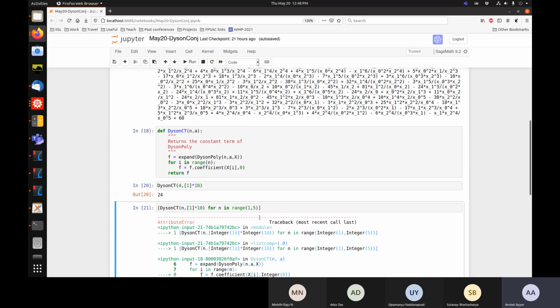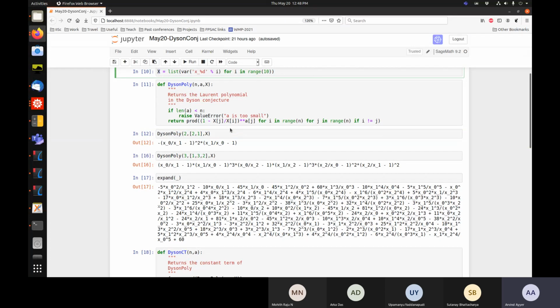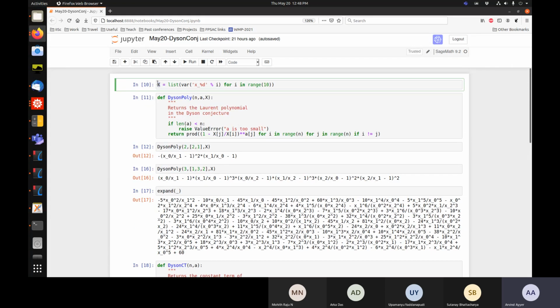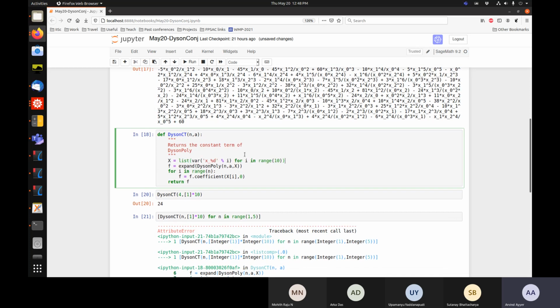What is a bit unsatisfactory is that the variable x is outside, but I suppose I can define it inside also. Okay, what I can do is try defining it over here.